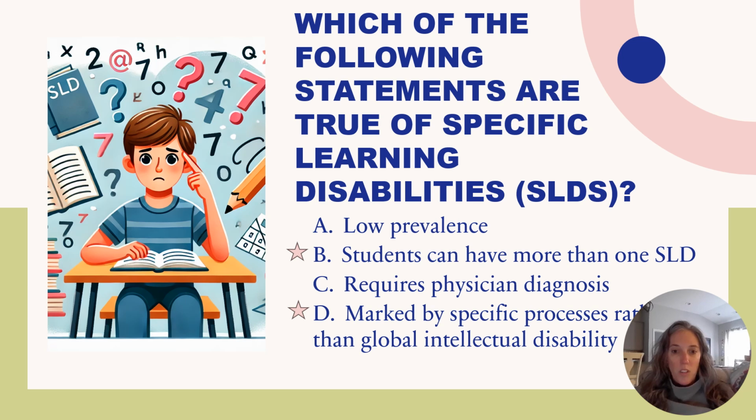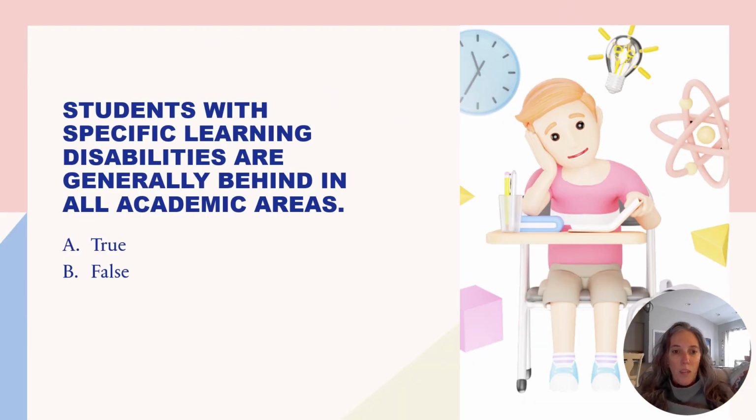And so these are marked by specific processes rather than a global intellectual disability. And I just kind of mentioned a few, like you could have a specific math disability, and you could even break that into categories, and it could be issues with problem solving, or maybe having issues with just calculations. But anyways, that's something I want to learn more about. Moving on.